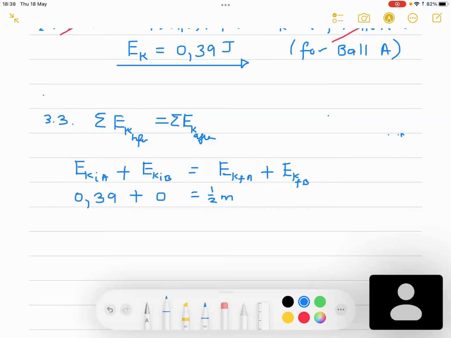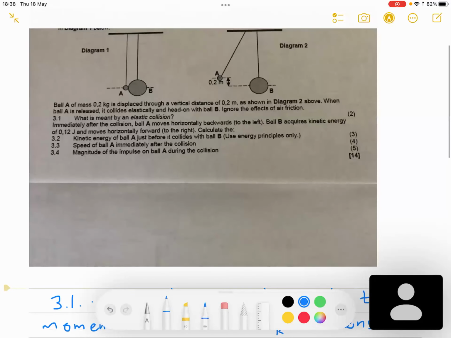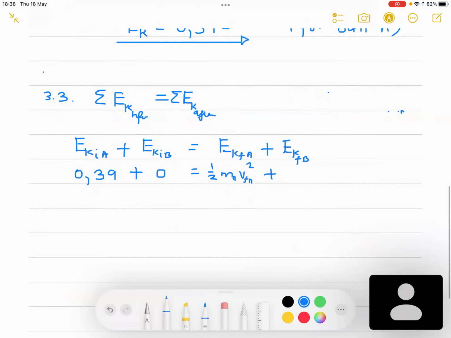So we talk about ball A, so it's mass of A, V final of A squared, plus, what is the final kinetic energy of B? They told us here, B acquires kinetic energy of 0.12 joules. Okay, so they gave us the value here.